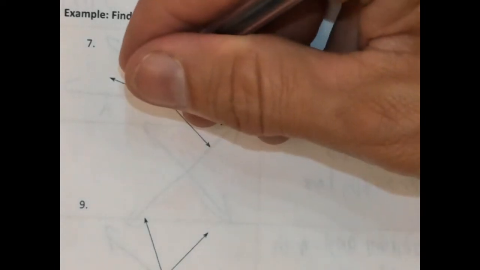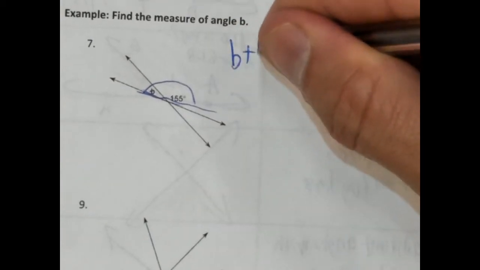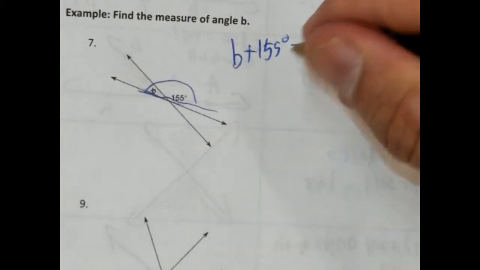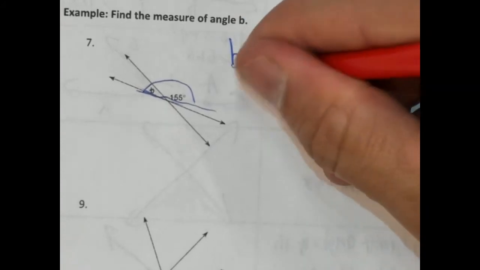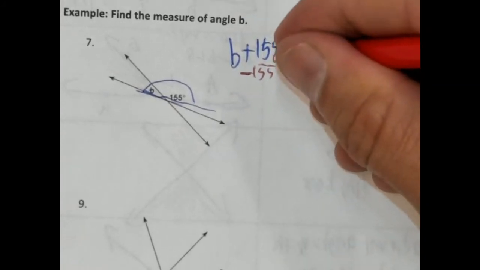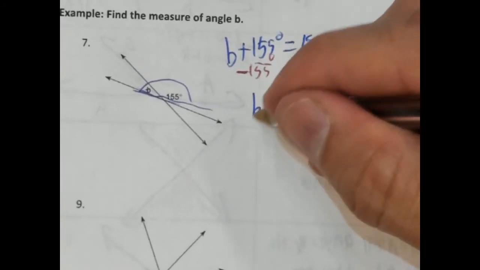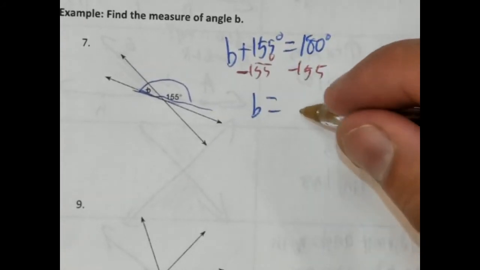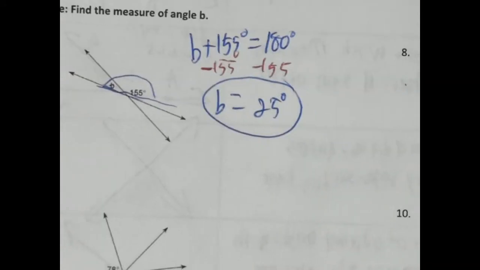So this is a straight angle here. These are supplementary. Therefore, these have to add up to 180 degrees. So B plus 155 degrees equals 180 degrees. We just solve it algebraically, so we're going to subtract 155 from both sides. And B will be equal to 25. So yeah, 25 degrees. Cool.